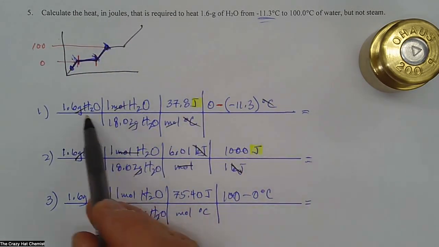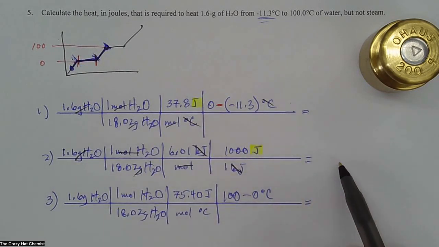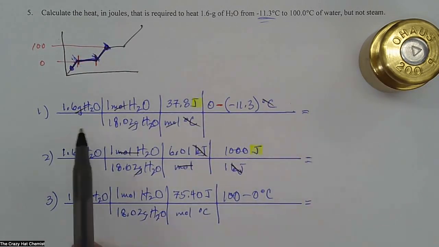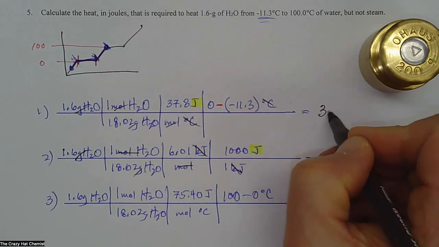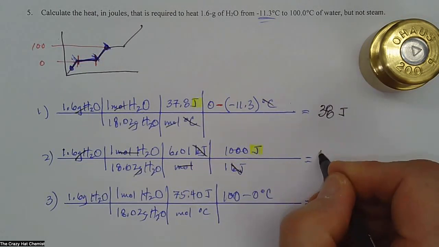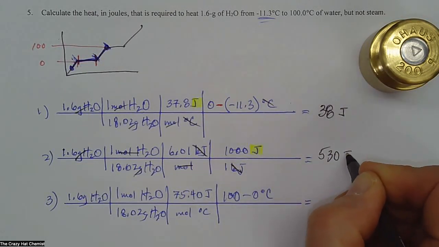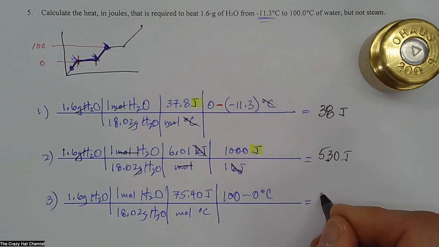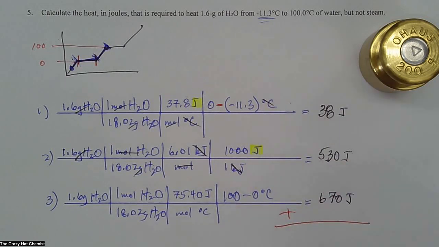So what we're going to do is plug all this stuff into our calculator. We're going to get numbers here. Those numbers are going to be 2 significant figures. It's the least number of significant figures that I have in the numbers that were given. This is 38 joules. This is 530 joules. And this is 670 joules. Okay. These values are all in joules. We're going to sum up these numbers.